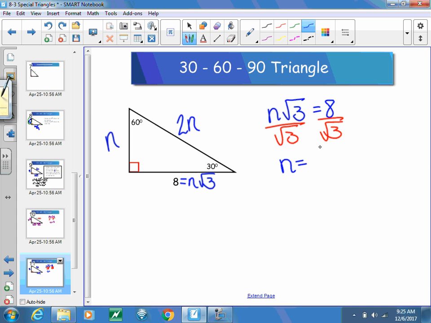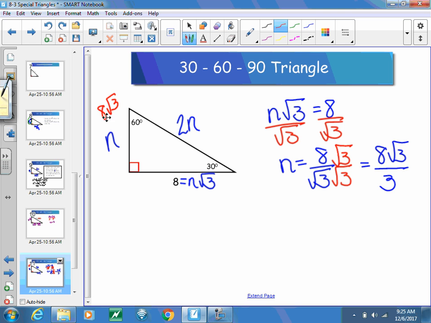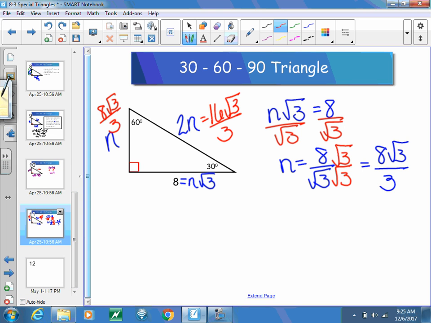So n is equal to 8 divided by the square root of 3. Rationalize your denominator. Multiply the numerator and denominator by the square root of 3. That gives us 8 square roots of 3 over 3. So that's what your n value is. So over here, our shortest leg is 8 square roots of 3 over 3. Doubling that, if I take 2 times that, I would get 16 square roots of 3 over 3. We would just double that. So let me go ahead and do another example like that.